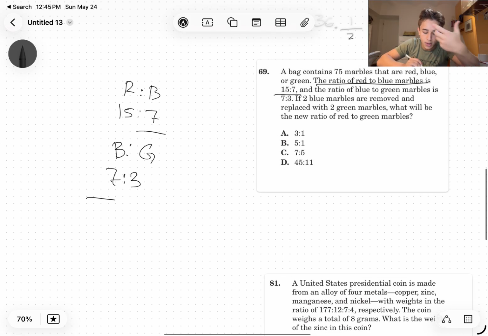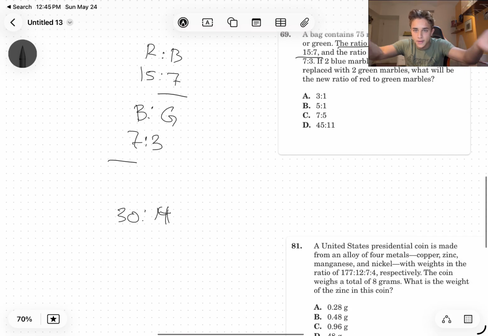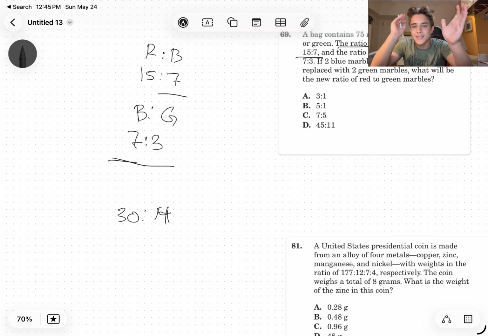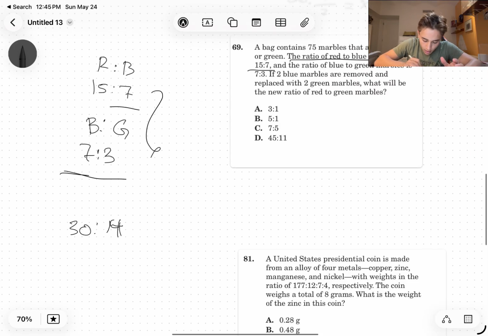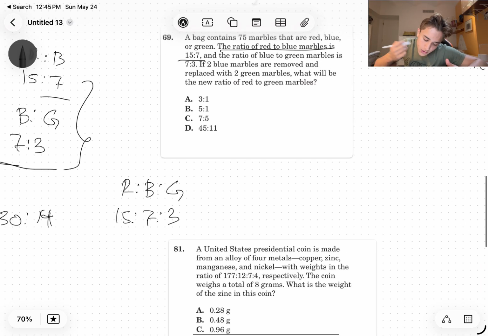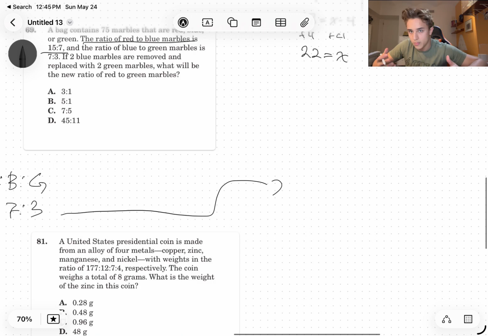So, for example, if we're given that red to blue is 30 to 14, then we'd say okay, 30 to 14, that's the same thing as 15 to 7. So we divide them both by 2 and we'd get 15 to 7. But since we have 15 to 7 and then 7 to 3, we know that the total ratio of red to blue to green is 15 to 7 to 3. Okay, so now we know the ratio of red, blue, and green marbles in our bag.